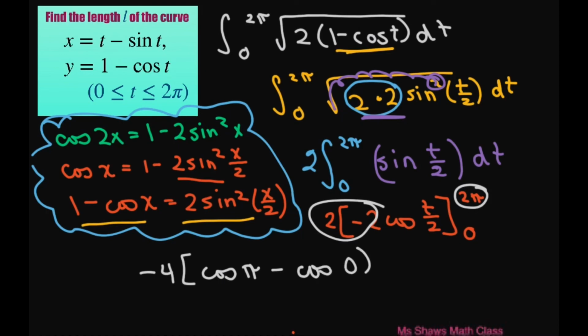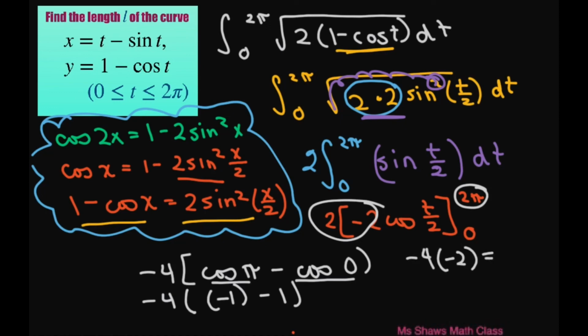So this is going to be negative 4, and cosine of pi is negative 1, and cosine of 0 is 1. So basically we have negative 4 times negative 2, and that equals 8. So 8 is the length of your curve.